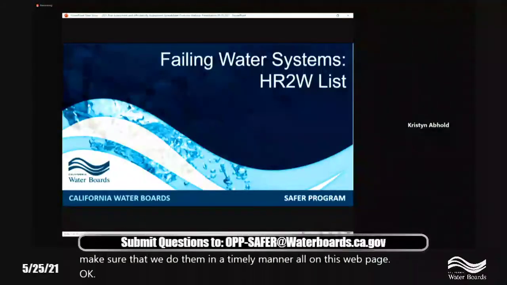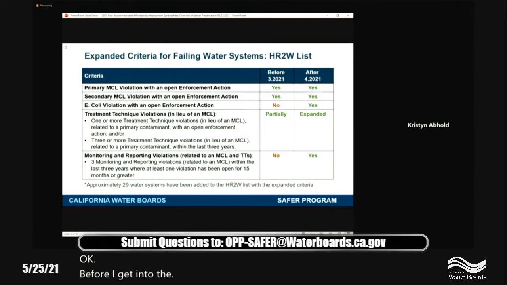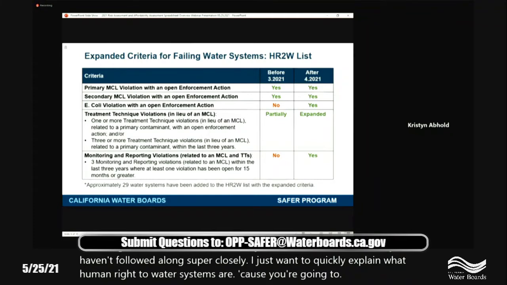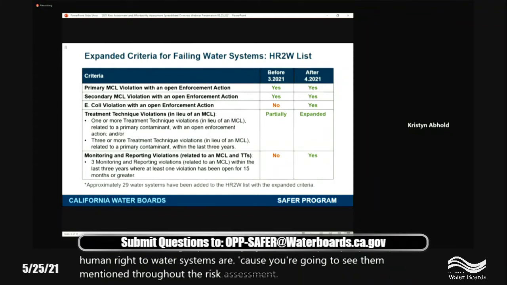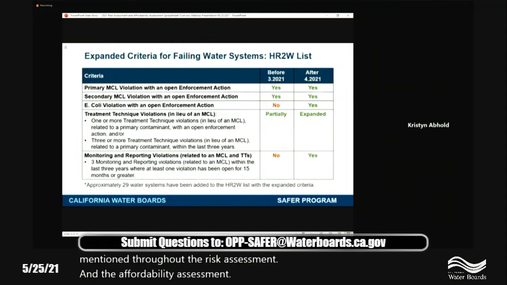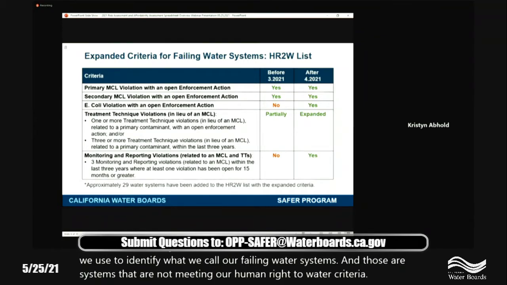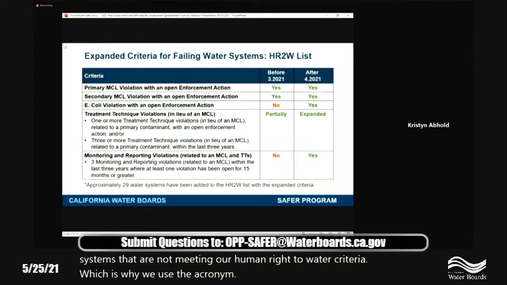Okay. Before I get into the risk assessment, for those who maybe haven't followed along super closely, I just want to quickly explain what human right to water systems are, because you're going to see them mentioned throughout the risk assessment and the affordability assessment. So the State Water Board has criteria that we use to identify what we call our failing water systems. Those are systems that are not meeting our human right to water criteria, which is why we use the acronym HR2W, our human right to water list. It's really those failing water systems.